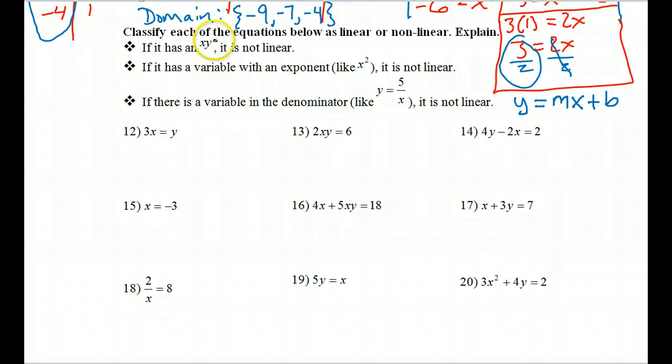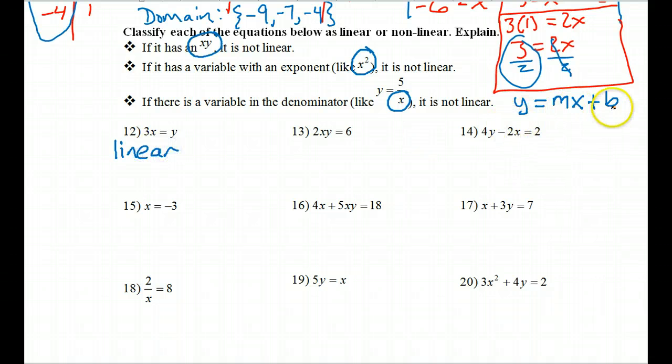So things to watch out for: if you have x times y, that's not linear. If you have an exponent on your variable, like x squared or x to the third power, that's not linear. Or if you have a variable in the denominator, like something over x, that is not linear. So watch out for those things. So looking at number 12, I don't see xy, I don't see an exponent, nothing's in the denominator. This is linear.